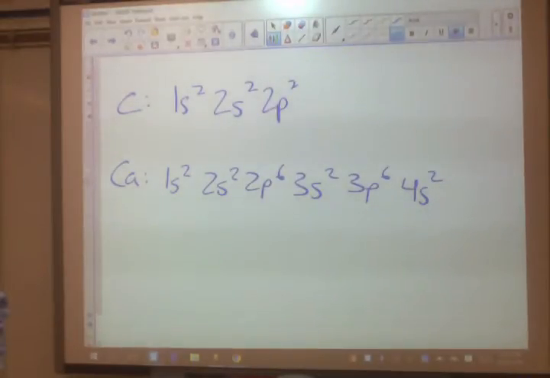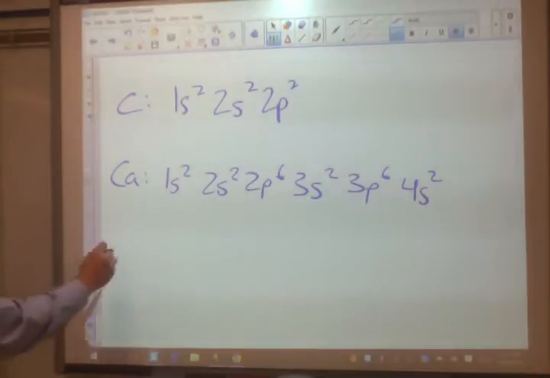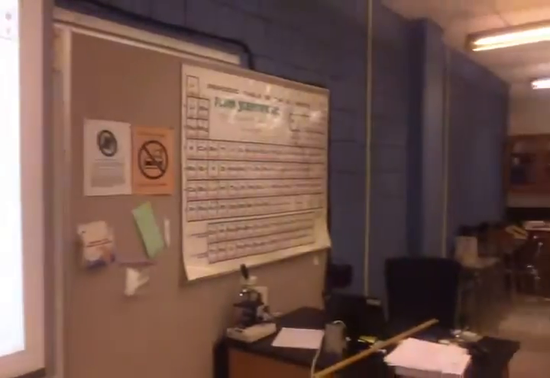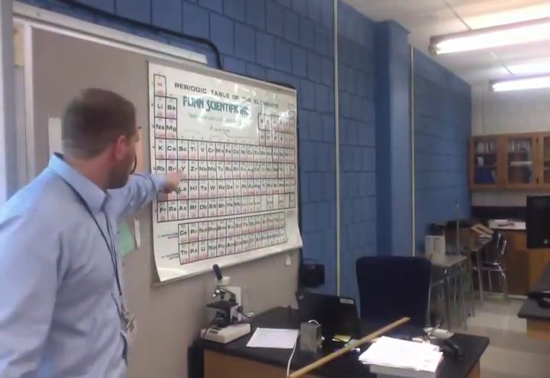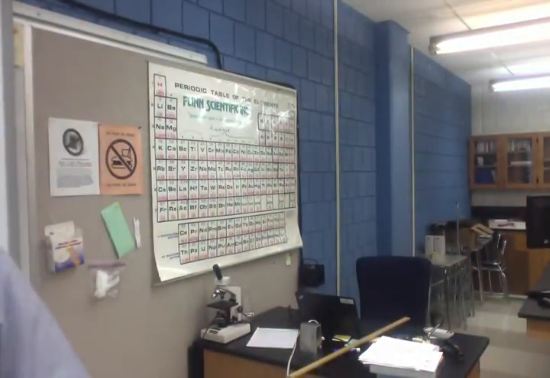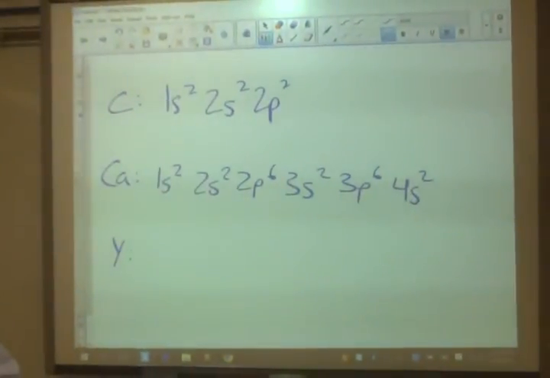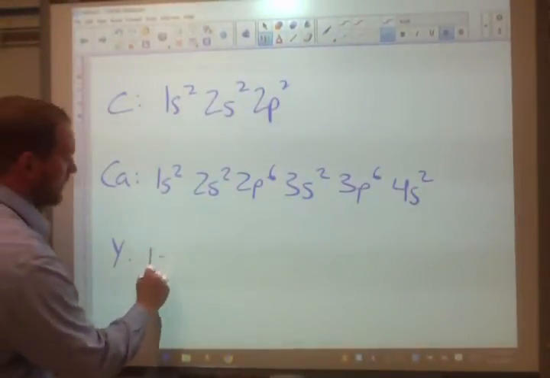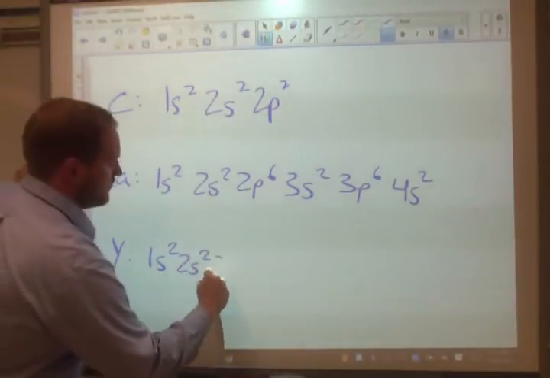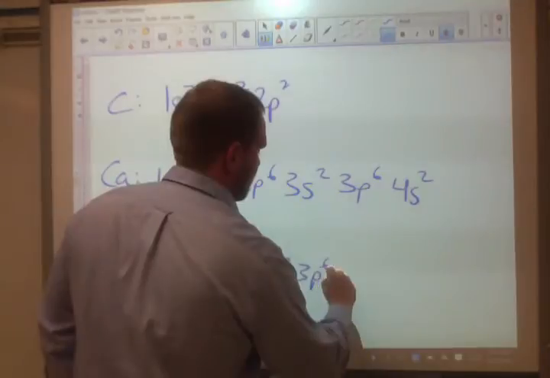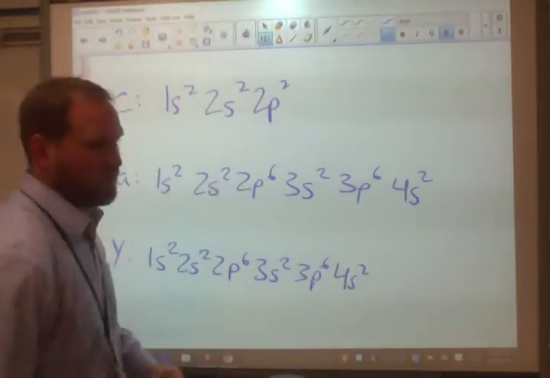Let's do yttrium, element number 39, yttrium. So let's look at where yttrium is. Right here. And I can tell that we're going to complete the first 4 numbers. We're going to drop down and do 5s2, and then we have one more. So let's look at how we fill these in. It's going to go 1s2, 2s2, 2p6, 3s2, 3p6, 4s2. That covers the first 20.